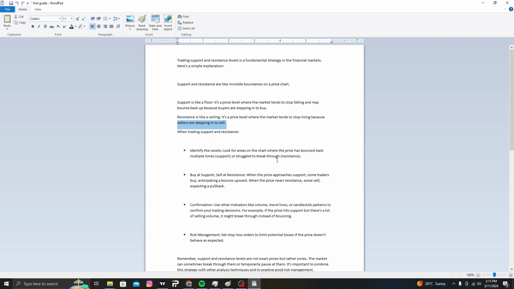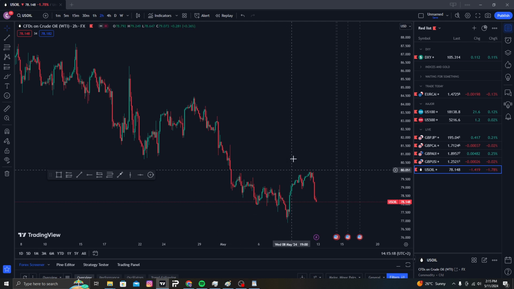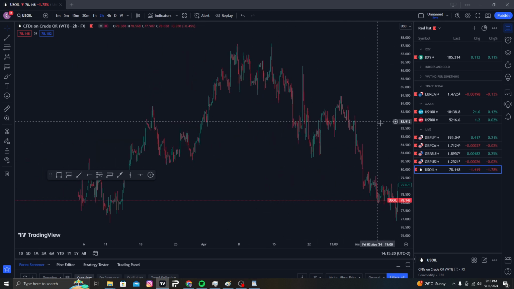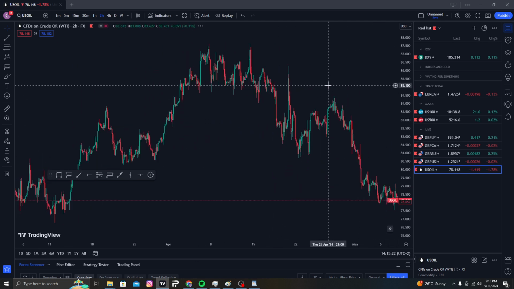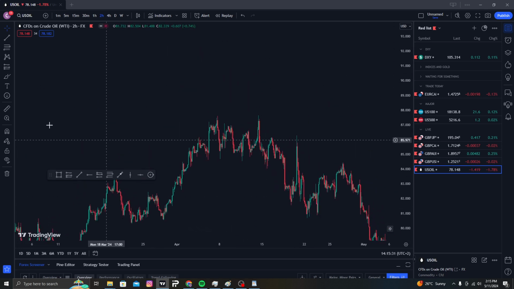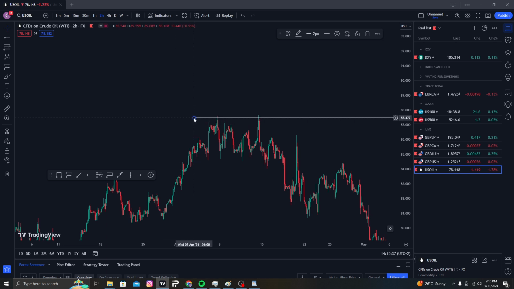These are basically levels that, when you're looking at the chart, price struggled to break or reversed after touching. You get what I mean? For example, let me just go to the chart. Let me just draw those two levels, right? For example, here, every time price reached this level, it returned back down, right? Those are levels of support and resistance, right?